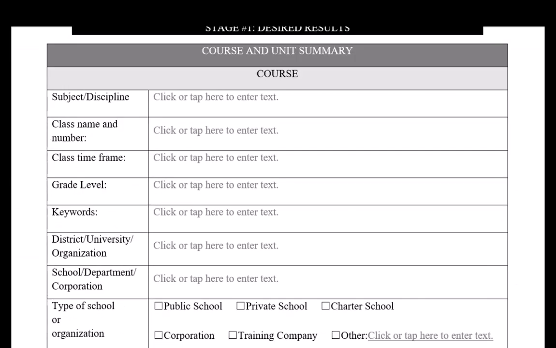The first section in the Stage 1 template is the course and unit summary. This section, while important, is largely self-explanatory with short answer demographic responses and radio button questions about what we will be covering, so I will not go into too much detail, but I will scroll through this section.